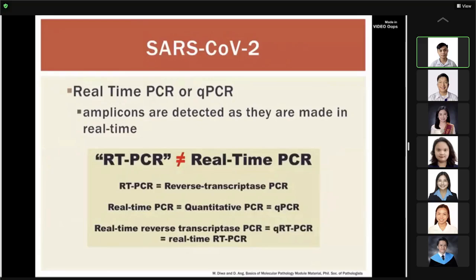So real-time RT-PCR. Yung RT sa PCR, hindi siya real-time. It's reverse transcriptase. Para sabihin natin na real-time, ang dinaragdag natin is Q. So real-time PCR is qPCR. Real-time RT-PCR is qRT-PCR.